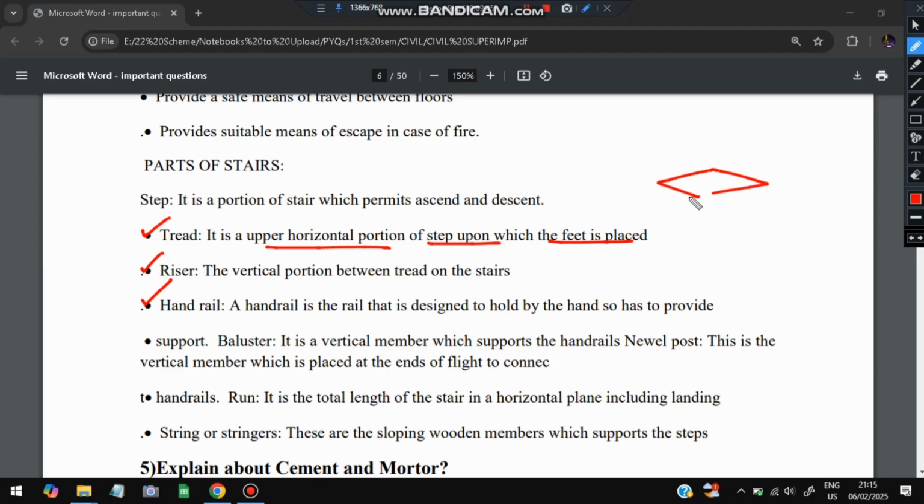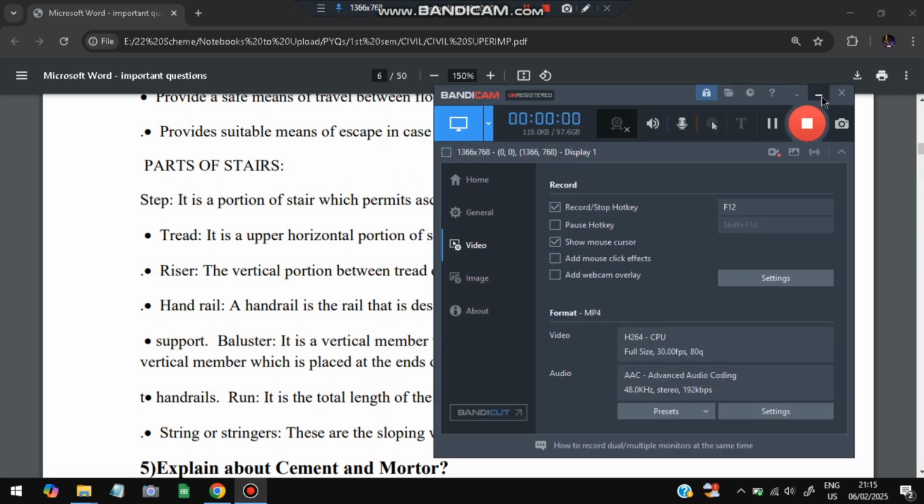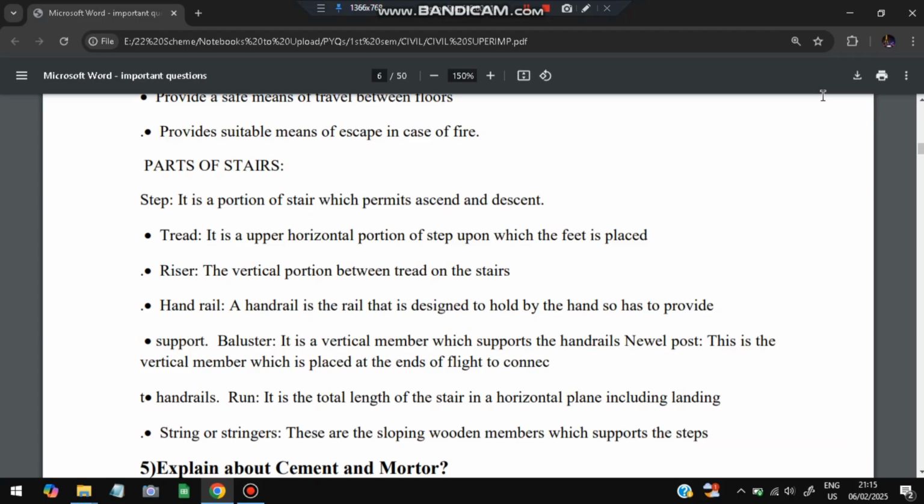So if this is a stair, okay, just suppose that this is a stair, this is called the tread, this is the riser, and the handrail is the one we hold while going up, right? That is called the handrail. The baluster is a vertical member which supports the handrails. Okay, that is nothing but in the handrail there will be something like this, right? This is the baluster.